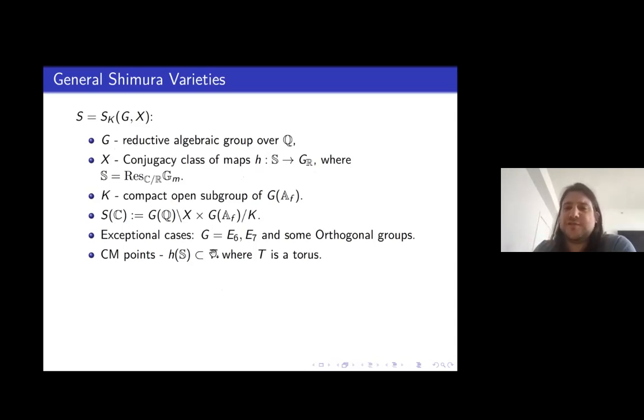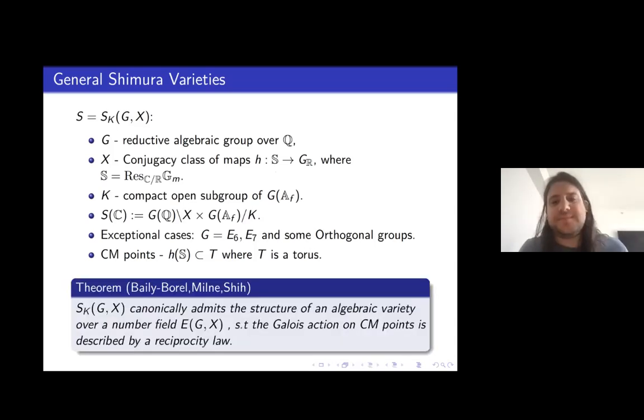Over the reals, of course, this is always true. The image of this is already a torus. CM points correspond to those maps h such that the image lies inside some rational torus T inside your group G. And that's the special points we're interested in.